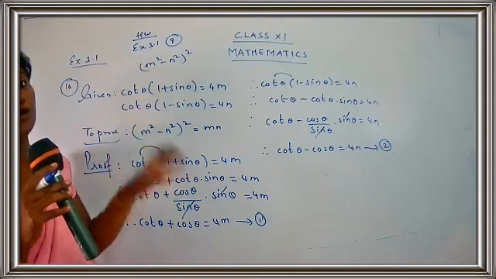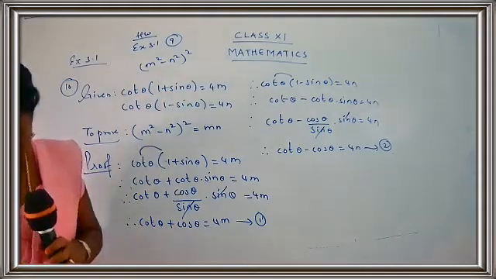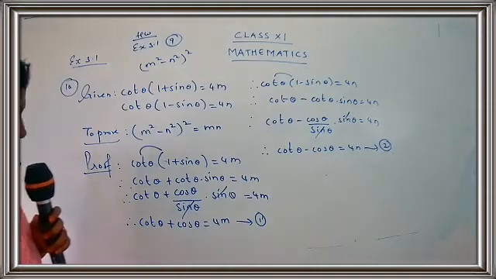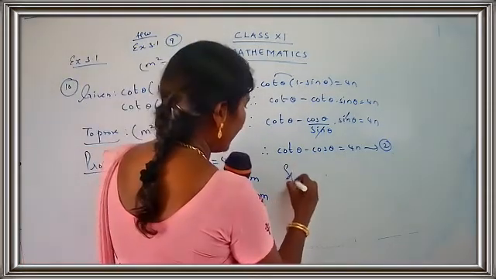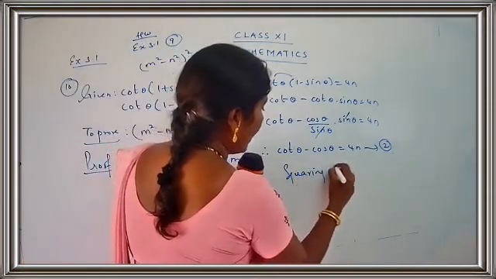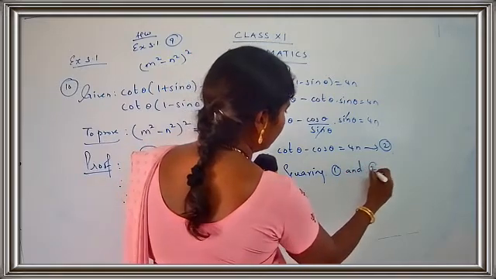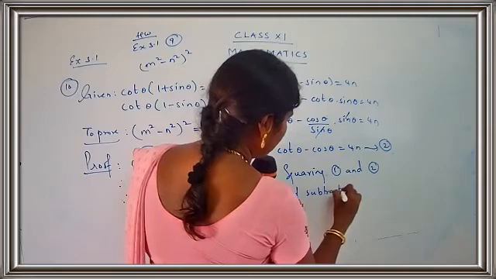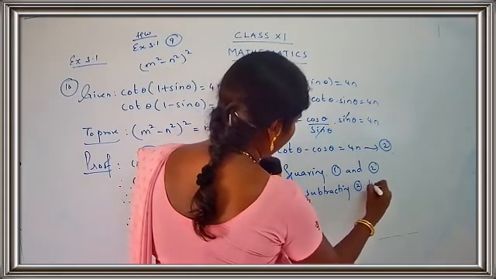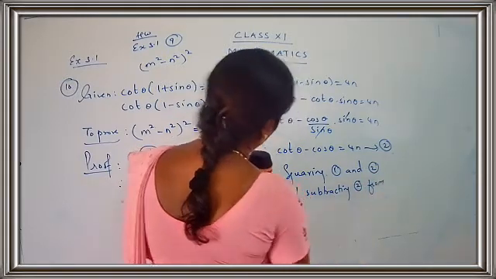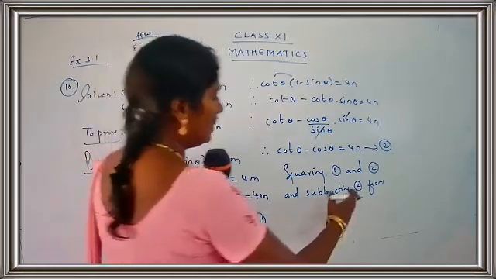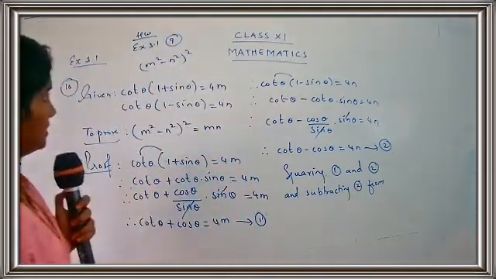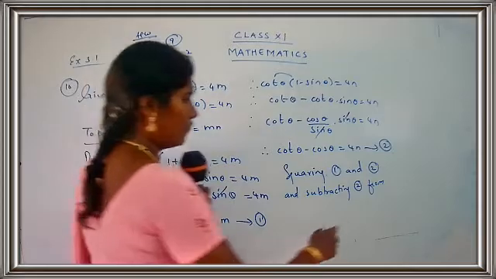And what are you going to do? You are going to subtract them. So write down. Shall I continue here? Okay, I'll continue. Squaring 1 and 2 and subtracting 2 from 1. If you feel it's confusing, subtracting 2 from 1 only.